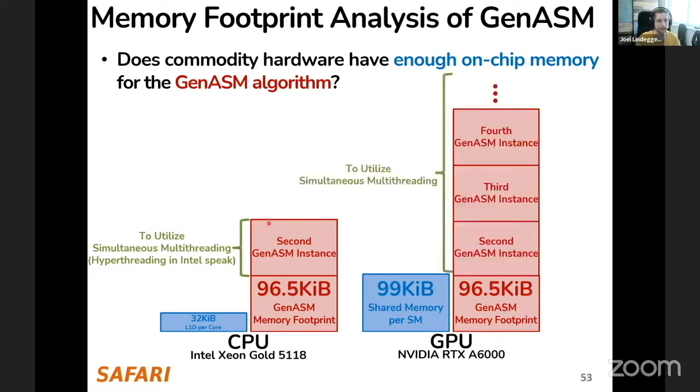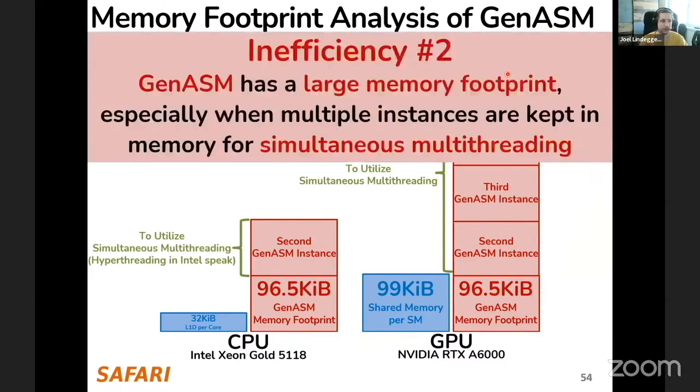And also in the GPU case, actually, it looks much worse now because GPUs for simultaneous multithreading don't just need 2 instances, but many, like 4, 5, 6 instances. This is because they're just designed with massive simultaneous multithreading in mind. But then the available on-chip memory on the GPU is nowhere near enough to fit all of GNASM's memory. And this is the second inefficiency we observe. GNASM just doesn't have enough memory footprint, especially when multiple instances are kept in memory for simultaneous multithreading.